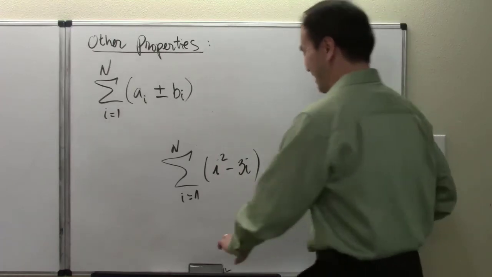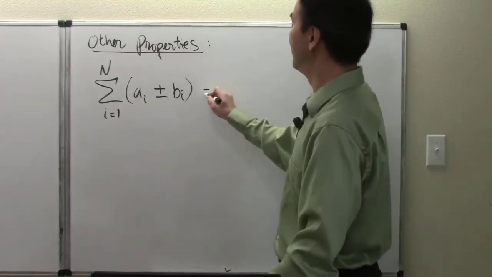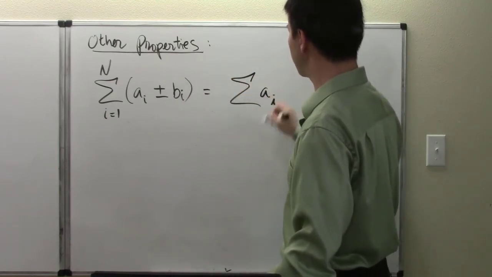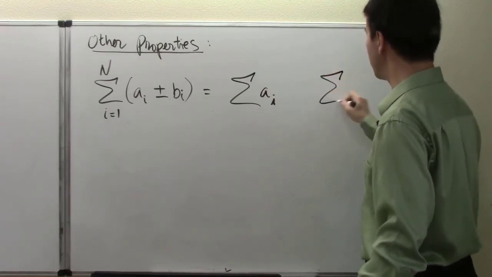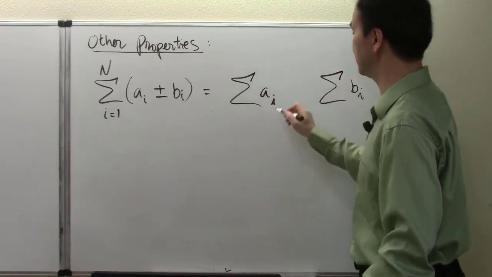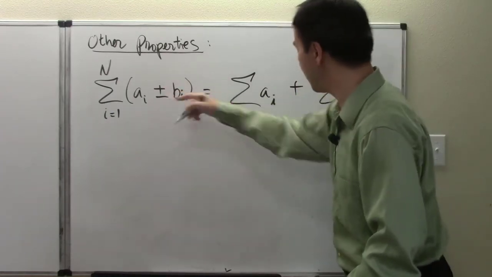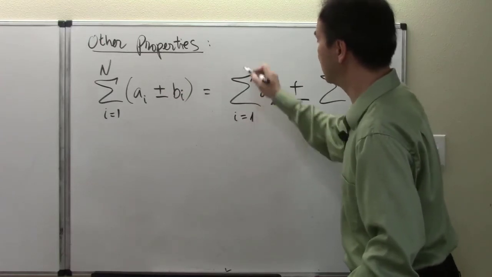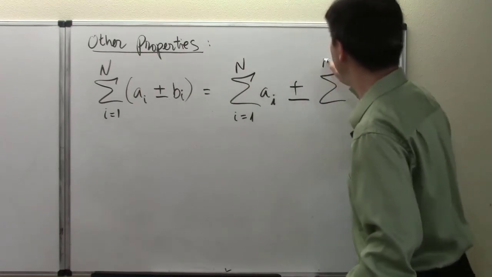All right, and so now the rule says we can separate this out as two separate terms: one summation for a sub i and one summation on all the b_i terms right there. If they started out adding, then here it's adding. If they started out minus, then it's subtraction between the two summations in that same order, a first, b after. Okay, and that's how it is.